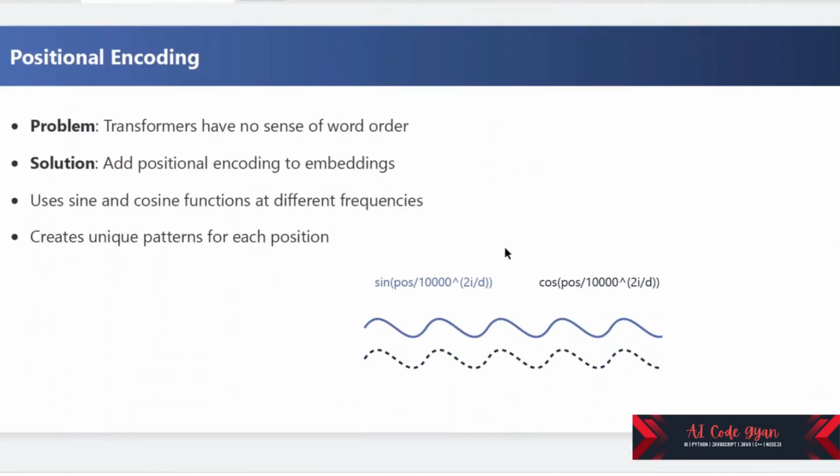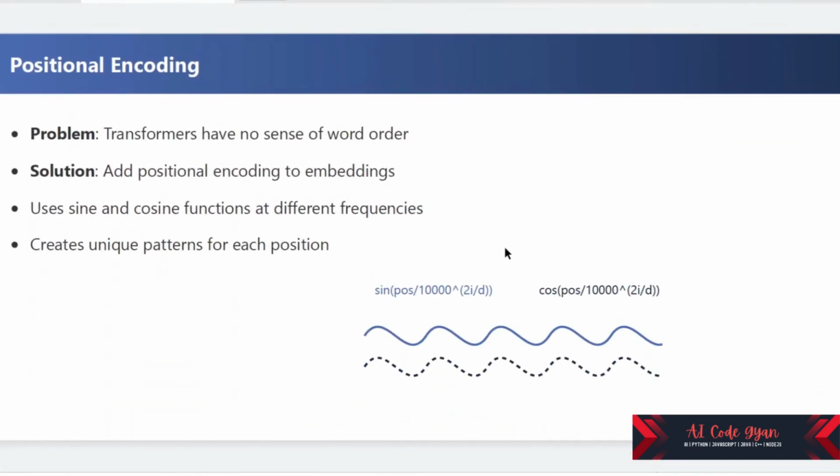And now let us talk about position encoding, which is also an important one. Transformers have no sense of word order. So the solution is we add position encodings to the embeddings. We use sine and cosine functions at different frequencies, which creates unique patterns for each position.